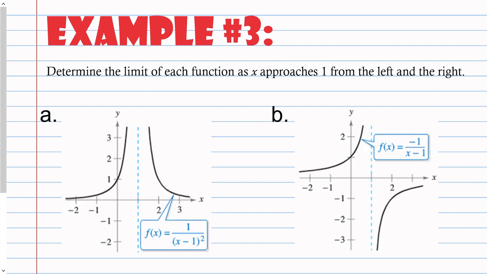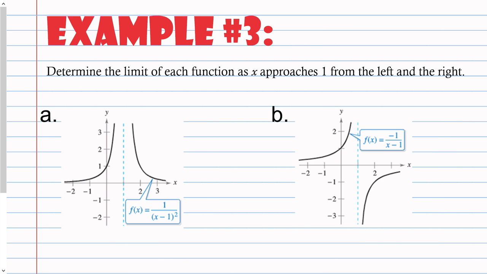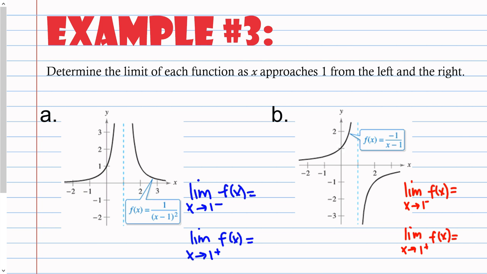All right, example 3. Determine the limit of each function as x approaches 1 from the left and from the right. So we're finding the limits of both of these graphs, but the one-sided limits, the left and the right. Okay, so I'm just going to write that out real quick. Make the graphs a little smaller. Okay, so I wrote it out, right? We're going to do the left-sided limit and the right-sided limit.